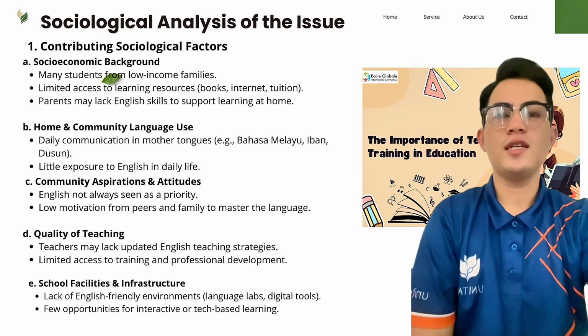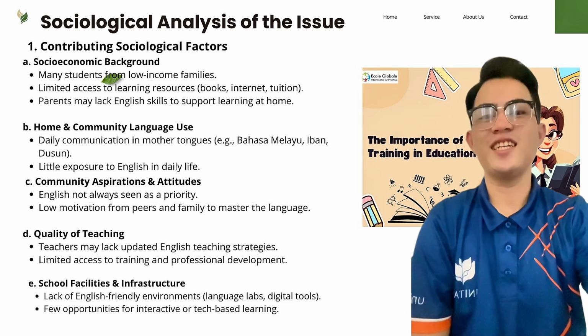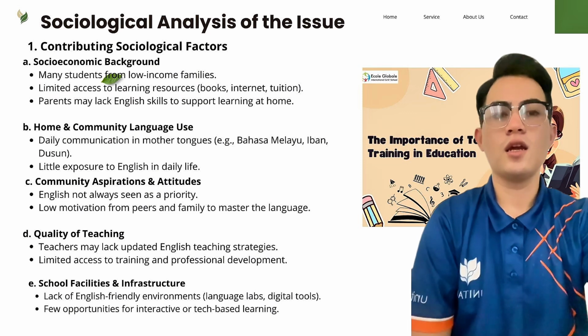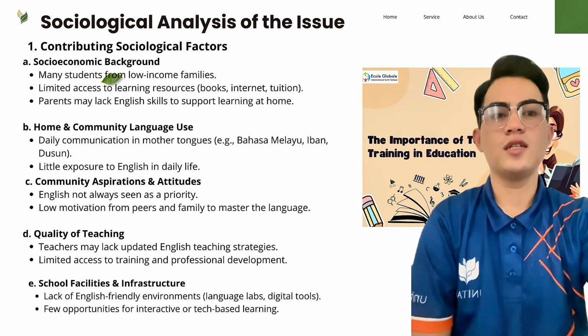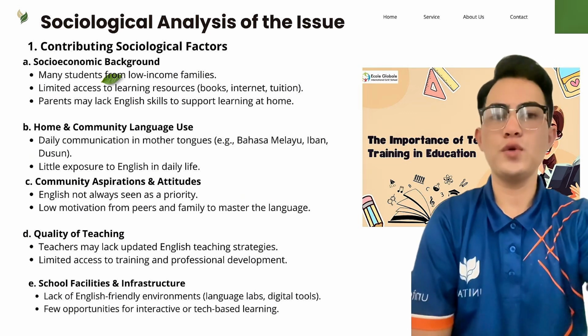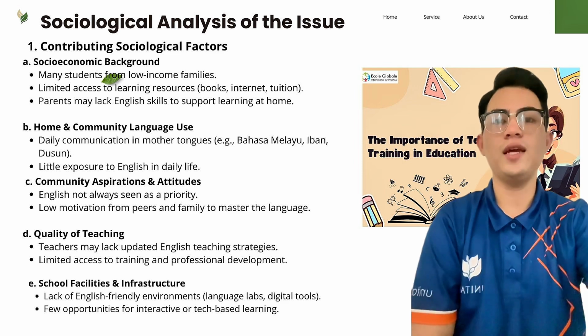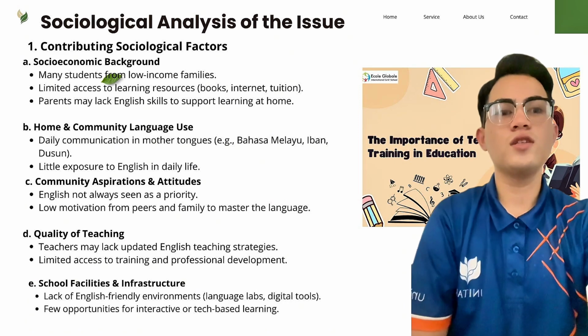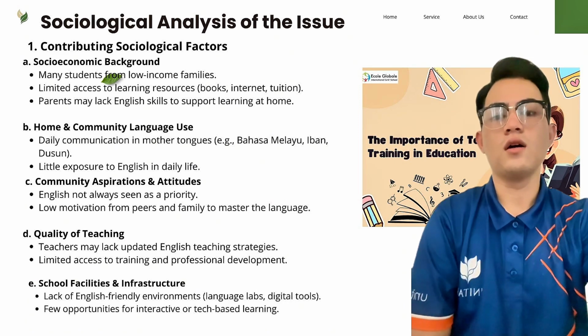My point is about low English language proficiency in rural school. The issue of low English language proficiency among students in rural school is a major challenge in our education system. This issue is not just academic in nature but is also influenced by various sociological factors.